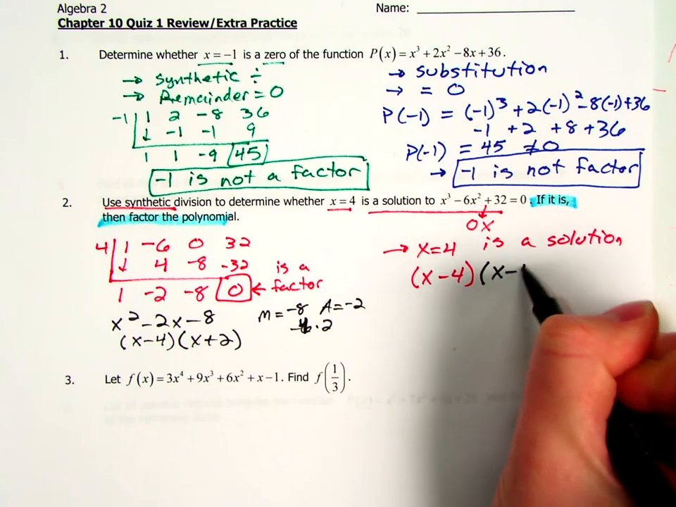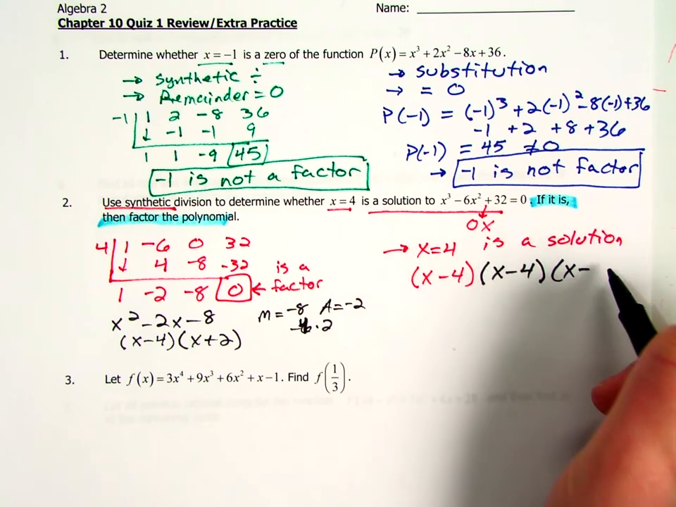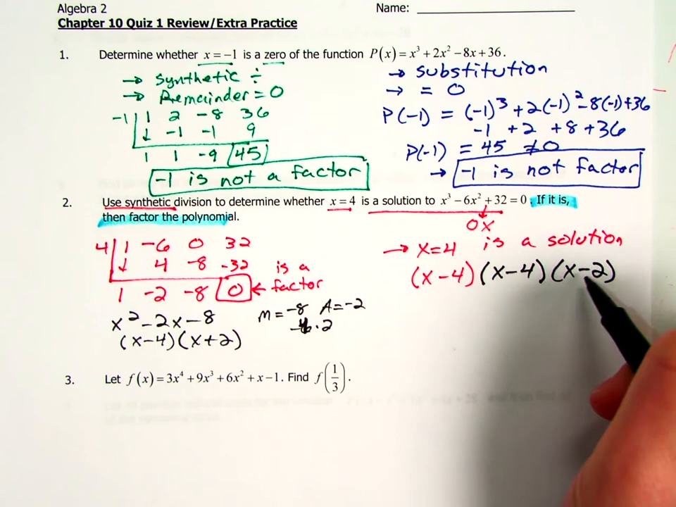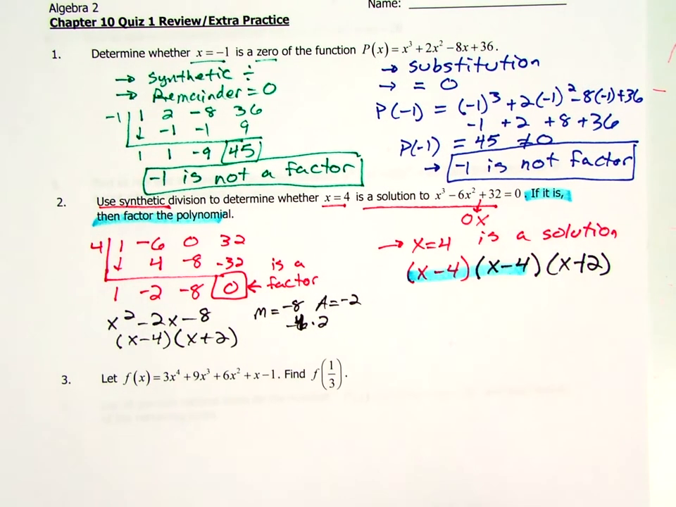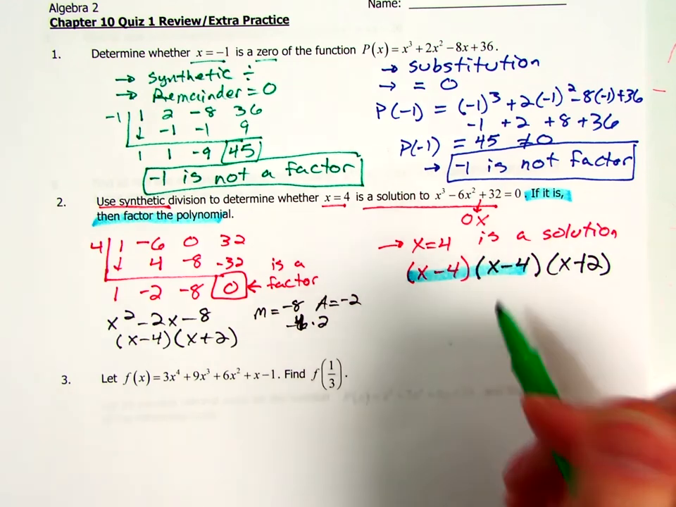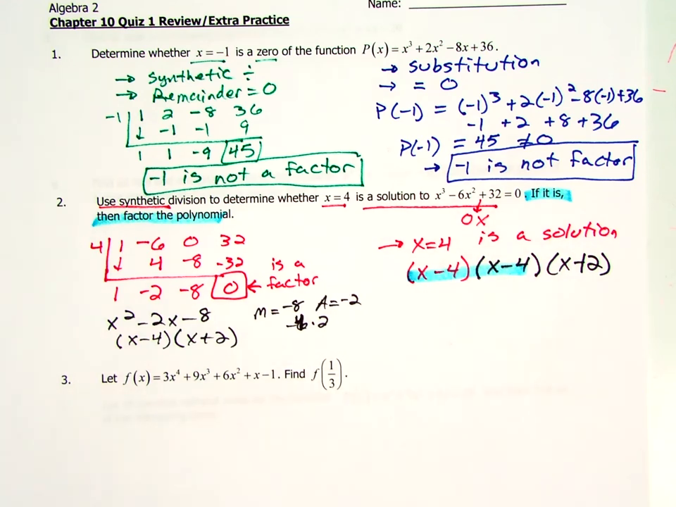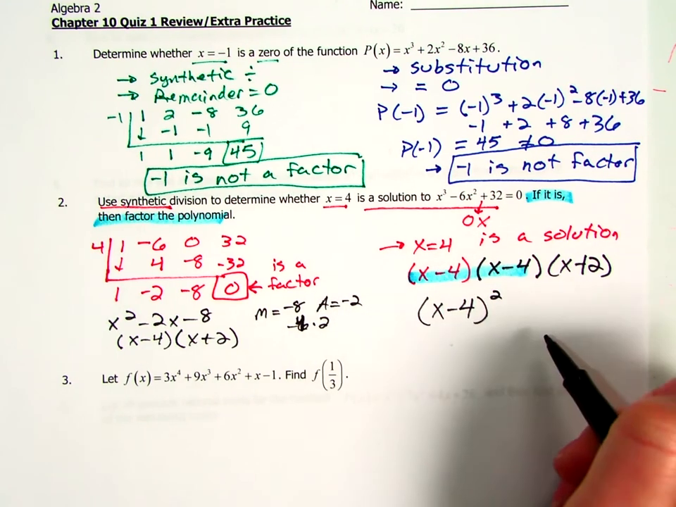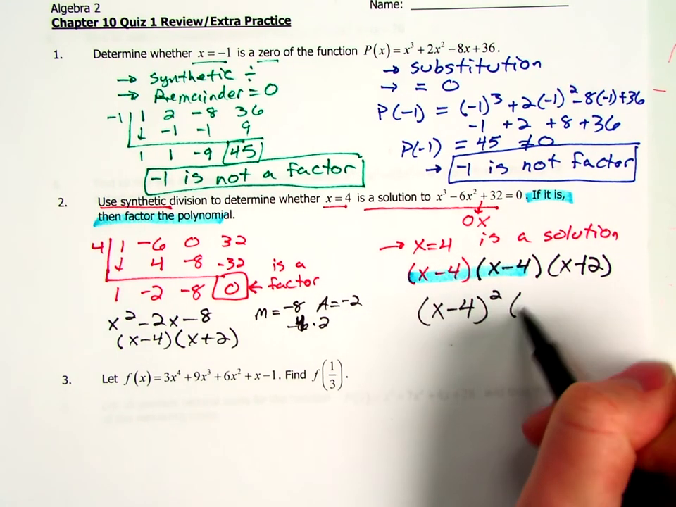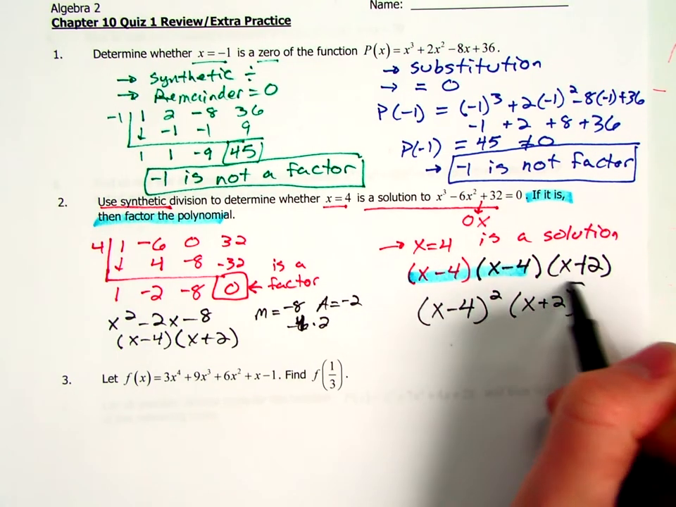So those are the other two pieces of the solution. So we also have an x minus 4 and an x plus 2. Now you should recognize that one of the terms occurs twice. Since that term occurs twice, we really would need to rewrite that as being x minus 4 squared, because we're multiplying the same thing times itself, and then bring down the x plus 2.